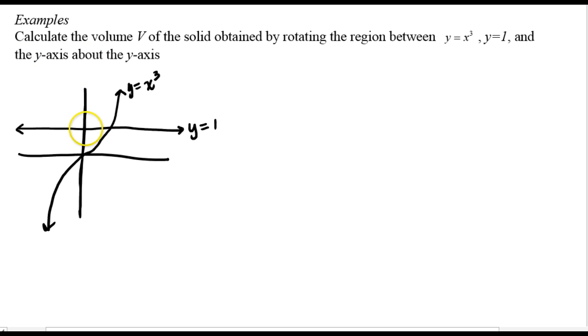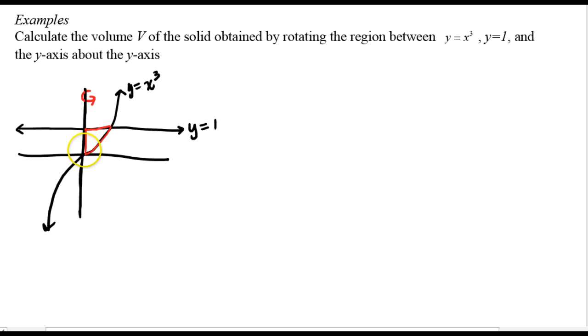So now let's indicate the region that we're going to try to rotate. It is this region right here that we are rotating about the y-axis. I'm using this symbol to indicate that's what I'm rotating around. So this is the region that intersects all three lines: the horizontal line y equals 1, the curve y equals x cubed, and the y-axis. That is the region bound by all three functions, and it's being rotated around the y-axis.